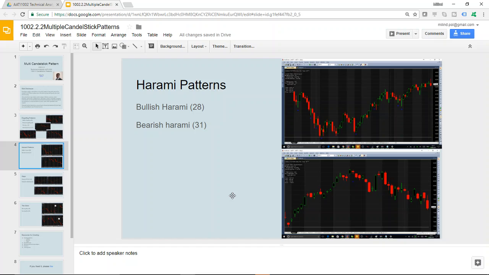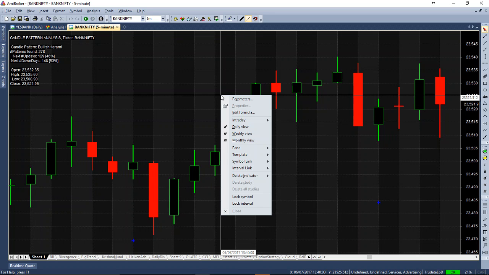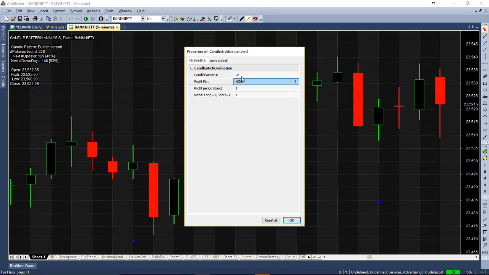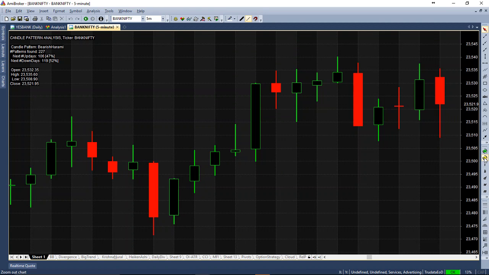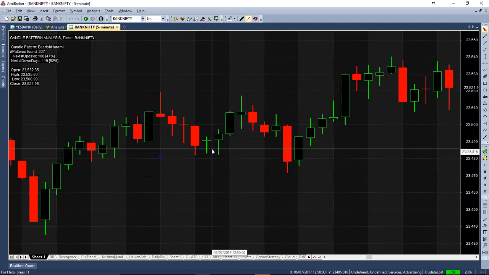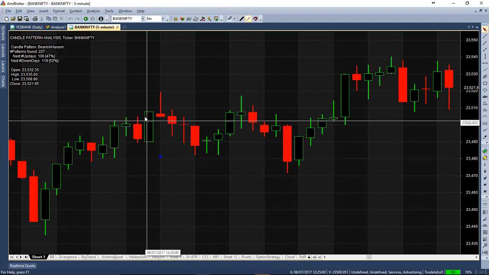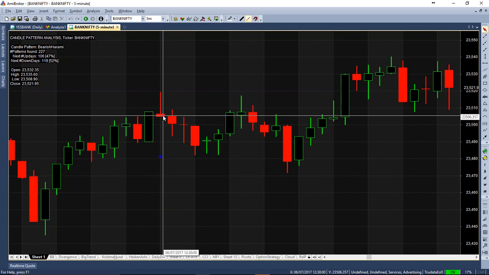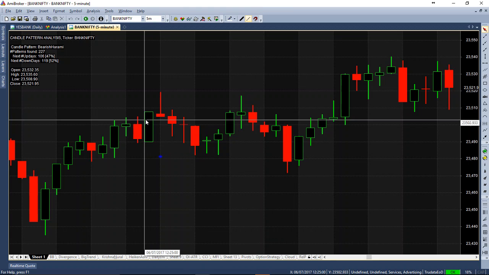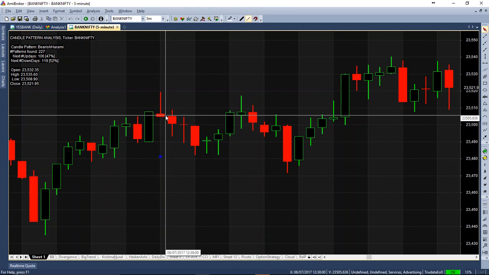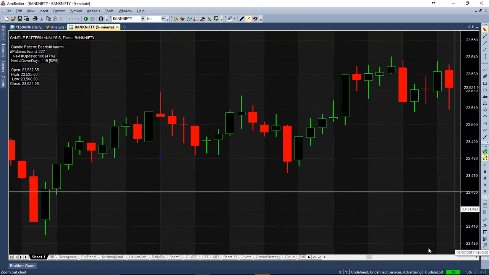The next pattern is bearish harami. Same thing, number 31. I'm just going to change it to 31. See here, you have a bull candle, green candle, and then the next candle, the baby candle, which is inside the body. You just look at the body of the candle, it needs to be inside. So from the up move, here you see the change of direction.